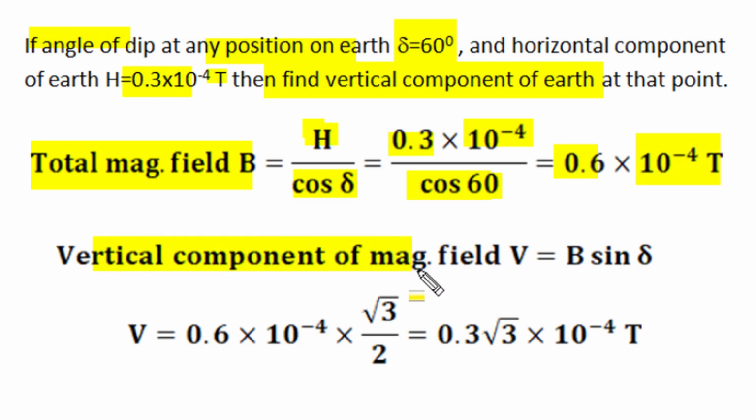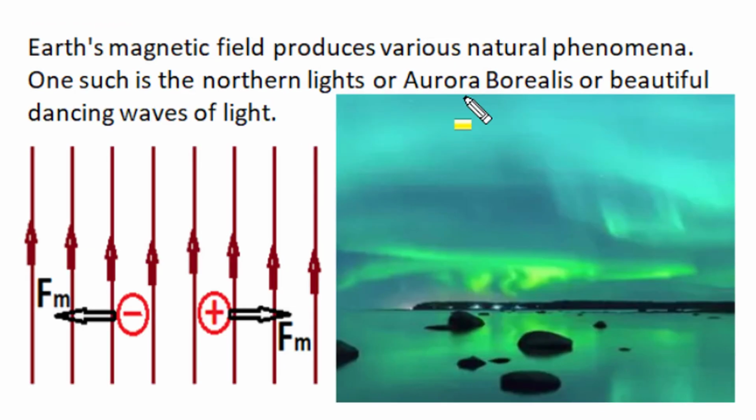Now the vertical component of Earth's magnetic field V can be obtained as the total magnetic field multiplied by sine delta. The angle of dip is 60 degrees, sine 60 is √3 by 2, and when it is multiplied by the total magnetic field of Earth, the vertical component becomes 0.3 × √3 × 10⁻⁴ Tesla.